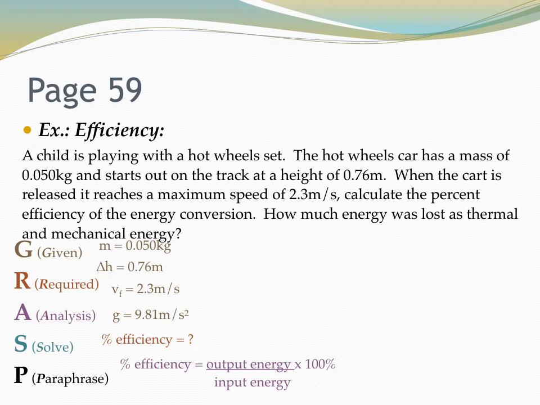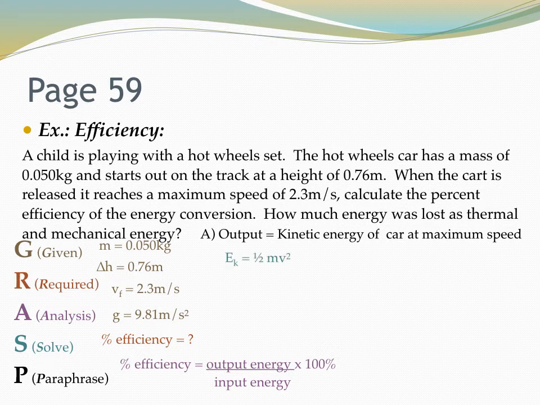But because of that, we realize we have to figure out what the output energy is and what the input energy is. So we're going to bring back previous knowledge here. And we are going to start by saying, okay, the output is equal to the kinetic energy of the car at maximum speed. And then finally, we know that EK equals half of mv squared. So we plug some numbers into that and we come up with these. Pause here if you need to.